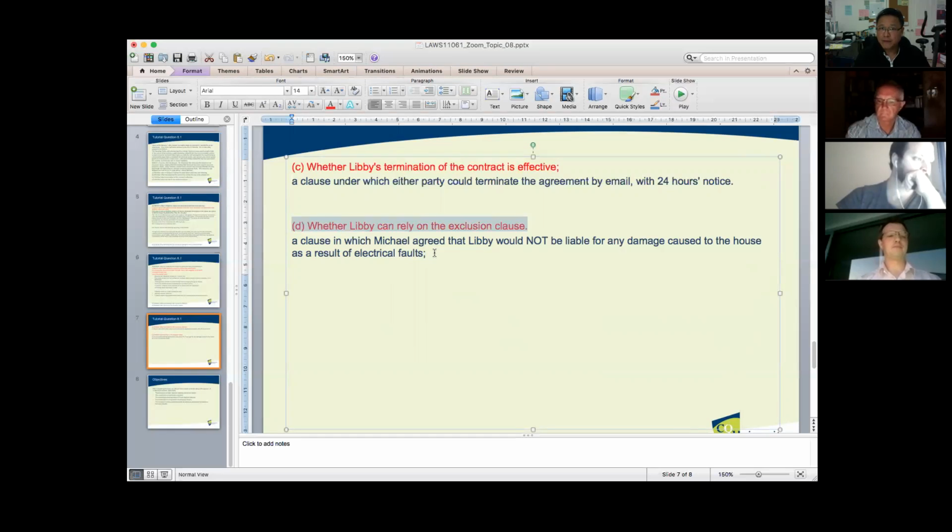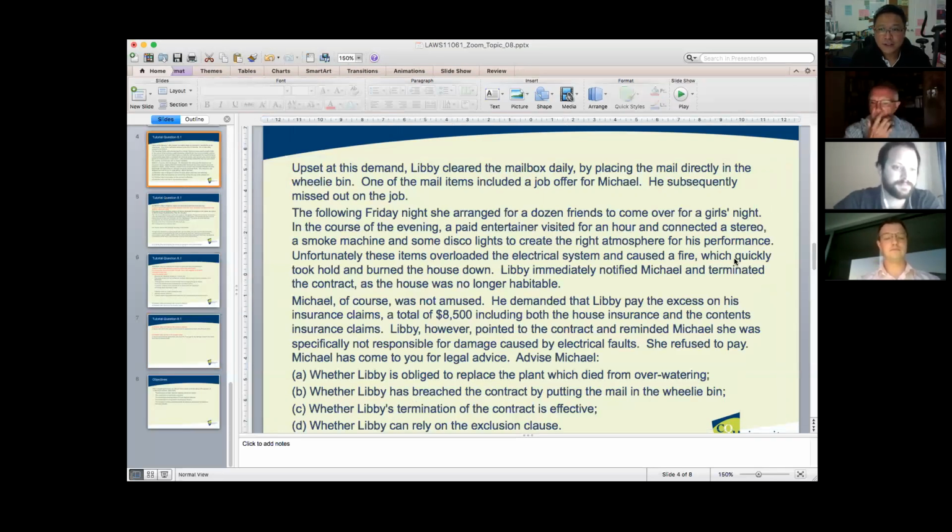So clearly, if you look at the clause, Libby shouldn't have any liability, because she is seeking recourse under the exclusion clause, which spares Libby any liability if the house burns as a result of electrical fault, which is what happened in this case. From Michael, it wasn't a fault. Okay, so an argument is made that it wasn't a fault.